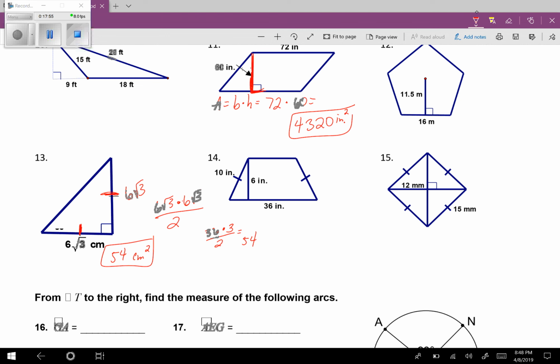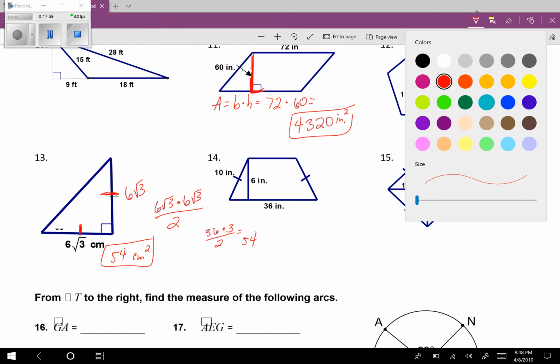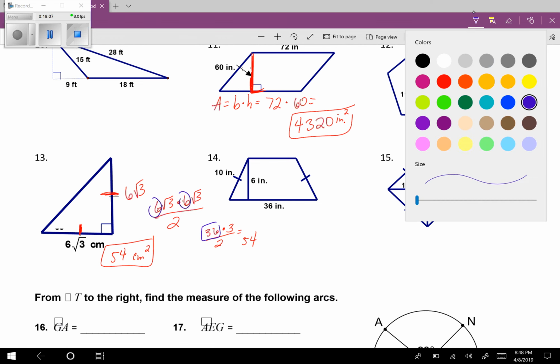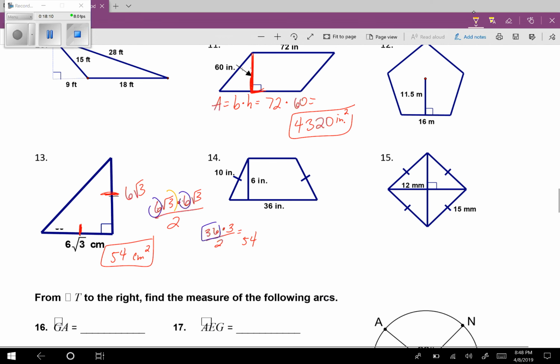So when you're multiplying these, you multiply the 6 times the 6. So you do the 6 times the 6, and that gives you the 36 here. And then you will do the square root of 3 times the square root of 3, which gives you just 3.